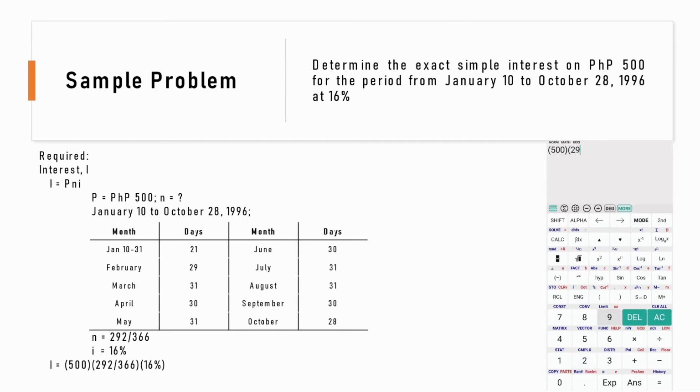Substitute ulit dun sa equation. So 500 multiply sa 292 over 366 multiply sa 16%. Therefore, yung interest or exact simple interest is equal to 63.83 pesos. So madali lang naman, di ba? So simpleng kukunin lang natin number of days, ano yung interest, ano yung principal. So makukuha na natin kung ano yung interest dun sa sample problems natin. So madali pa, no? Kasi nga simple lang.